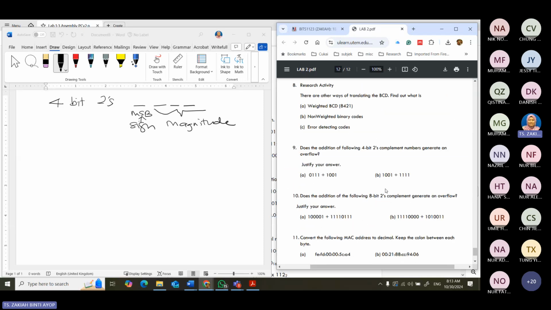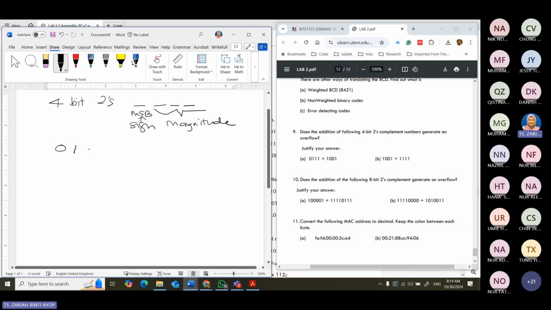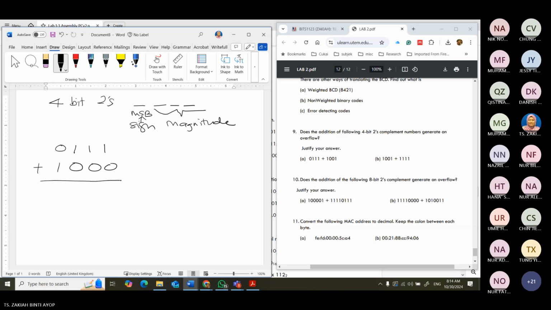Second, now we do the operation. When you do this operation, 0111 and then 1001. You need to add them together. You need to remember that the second number is a 2's complement, because its sign bit is that of a negative. So I'll just add it as usual.